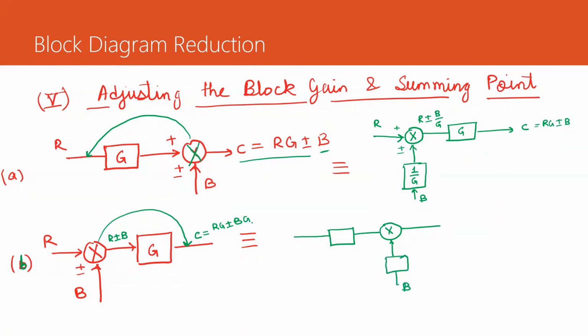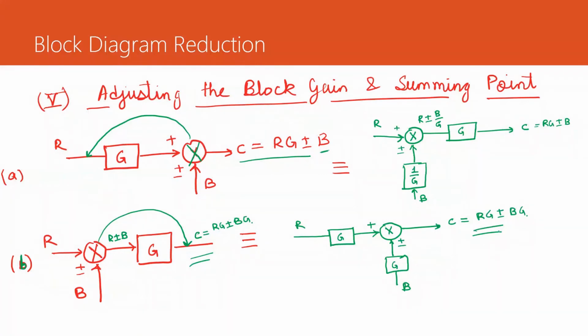Okay, so we have what? B over here, we have G over here, we have R over here, G over here. Okay, so we get a similar output over here. So now you can see we have RG plus minus BG. Okay, so we get the same output.